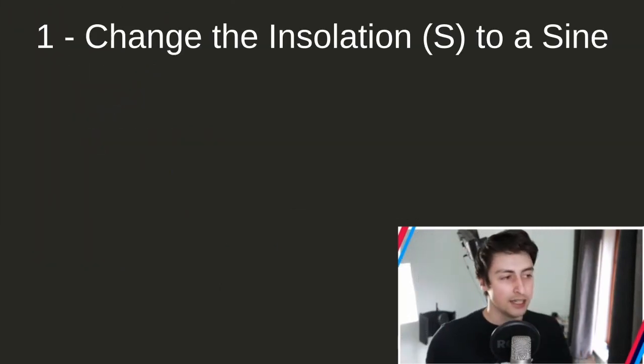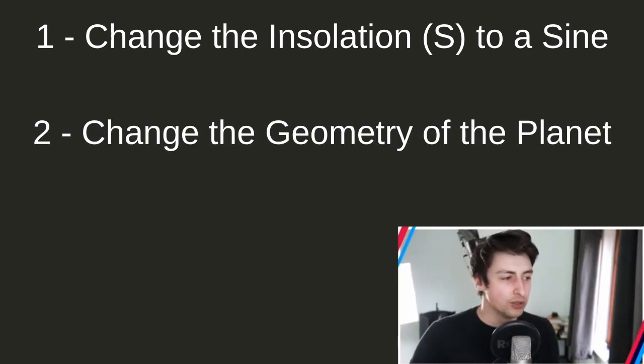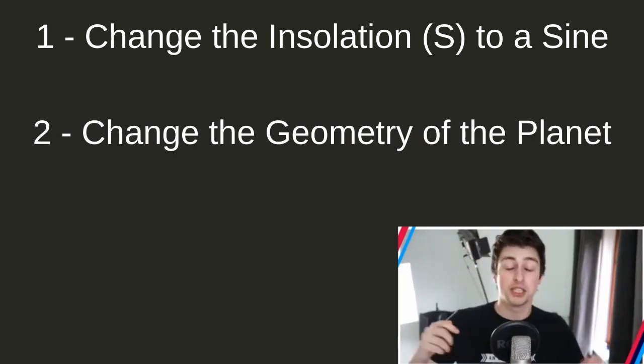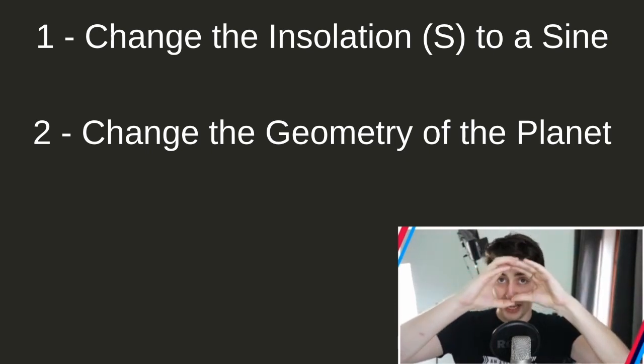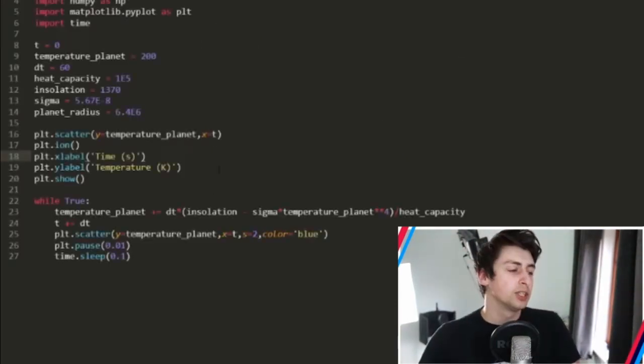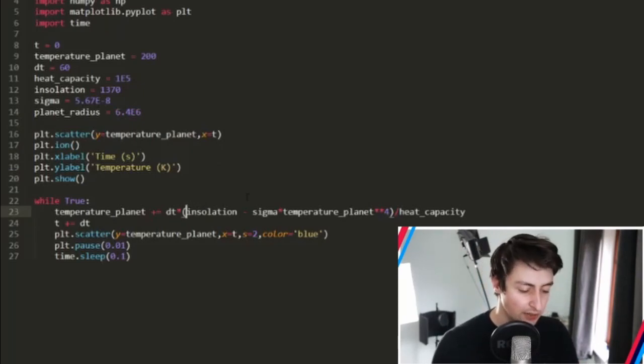There's two ways of doing that. You can either change the insolation so that it follows a sine wave. The easier way to do it would be to change the geometry. The planet from the sun's perspective is a disk. It's literally a circle with a certain radius. And so the amount of insolation the whole planet receives is going to be pi, which is stored in the NumPy library, times planet radius squared.